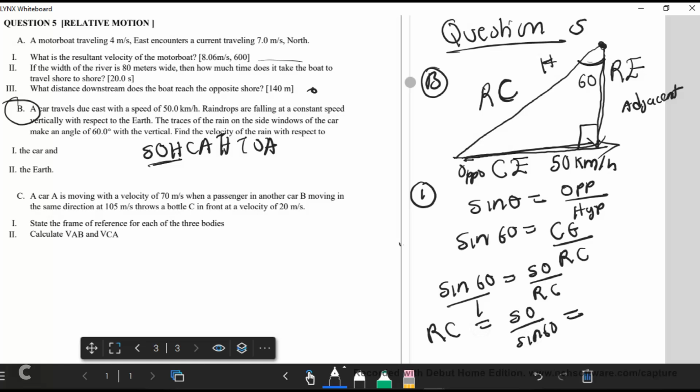What would be the answer? The answer would be 50 divided by sine 60. Then I'll find the answer to be something like 57.7. So this is how you solve this one. Then how about the other one, which is question 2?